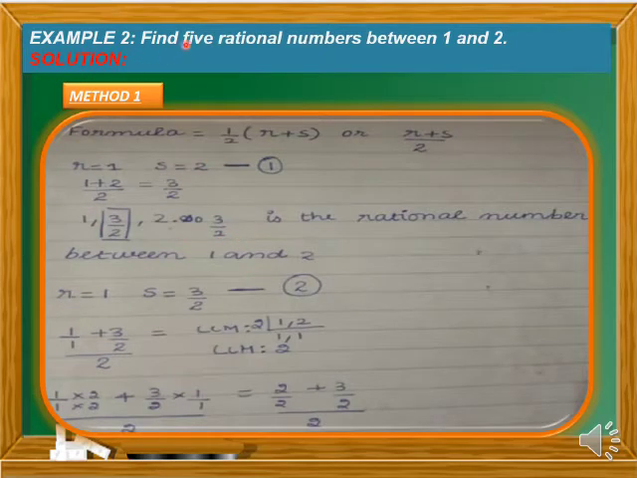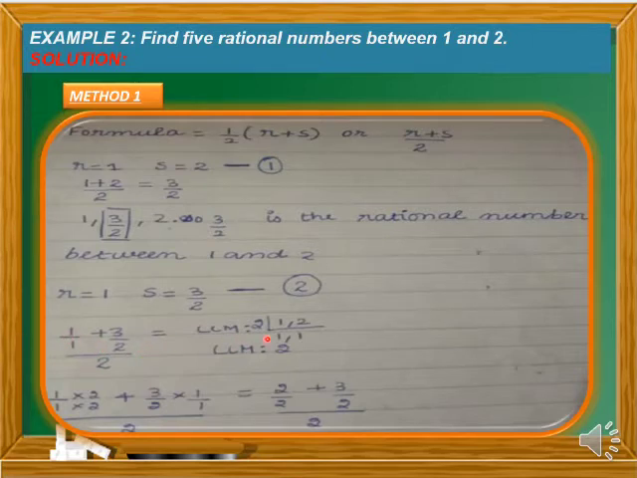They have asked to find 5 rational numbers. So the second rational number: R is equal to 1 and S is equal to 3 by 2. I am going to again do as per this formula. So 1 is an integer without a denominator, so by default it will be 1 by 1 plus 3 by 2. It cannot be added because the denominator is not the same.